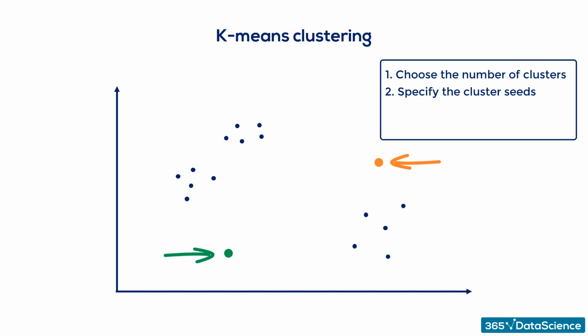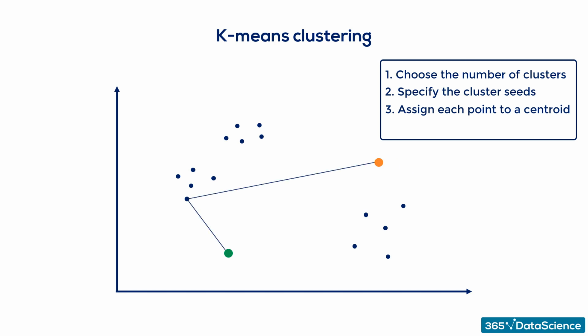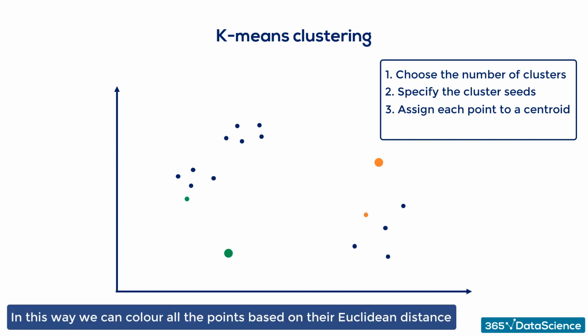The following step is to assign each point on the graph to a seed, which is done based on proximity. For instance, this point is closer to the green seed than to the orange one. Therefore, it will belong to the green cluster. This point, on the other hand, is closer to the orange seed. Therefore, it will be a part of the orange cluster. In this way, we can color all points on the graph based on their Euclidean distance from the seeds.